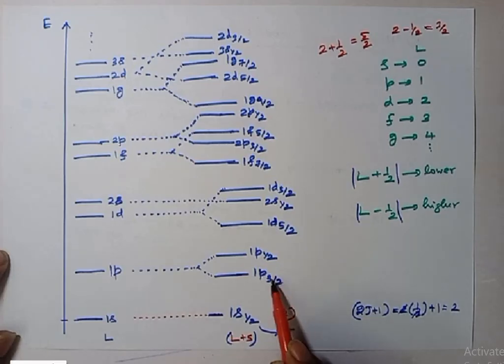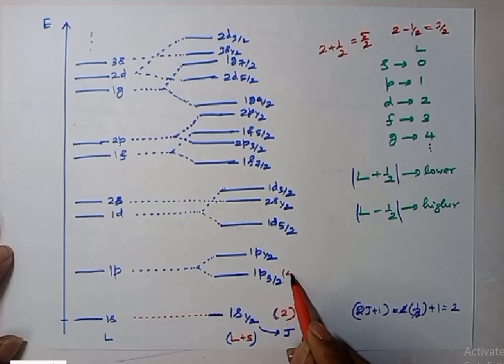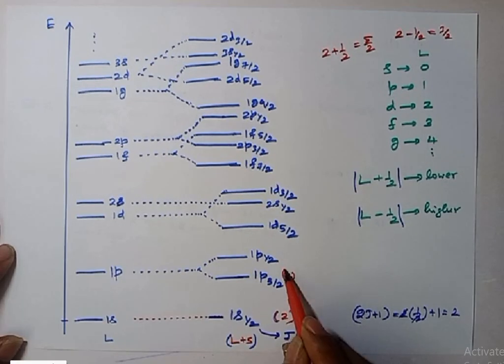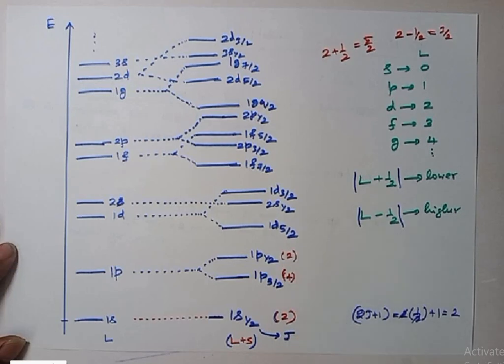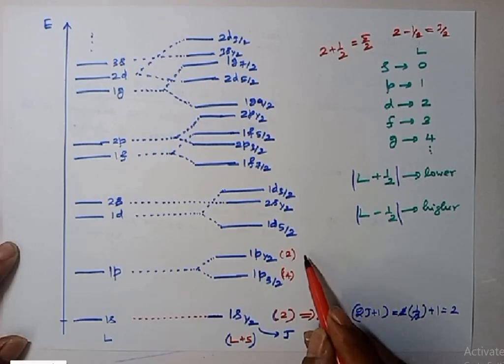What about this level? 1p 3 by 2. J value is 3 by 2. Put 3 by 2 here. 4 nucleons, so this can accommodate 4. What about this? 1 by 2 means 2. Listen carefully. Here I can place only 2.